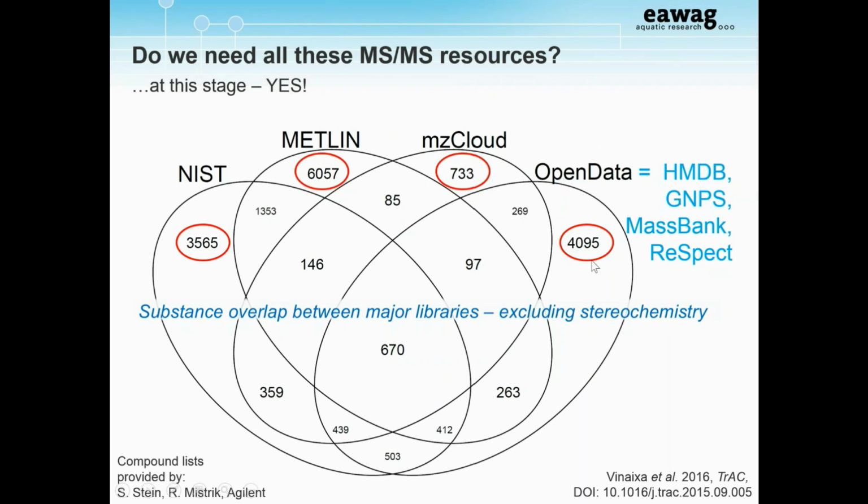What we also did was compile all the open data into one. And what you see here is the number of unique substances, excluding the stereochemistry again, to each collection is actually very large. So NIST around 3,500 unique, METLIN around 6,000, mzCloud at this stage 700, now probably a lot more, and the open data 4,000. So this really gets back to the point: you will have to choose your resources according to what substances you're looking for, and even consider using all of them.